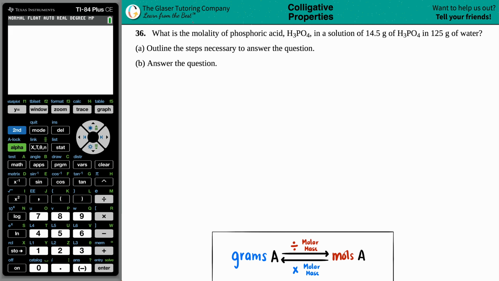Number 36. What is the molality of phosphoric acid, which is H3PO4, in a solution of 14.5 grams of H3PO4 in 125 grams of water? And then letter A says we have to outline the steps necessary to answer the question, and then we have to answer the question. Okay, so this one is bringing it back to molality, right?